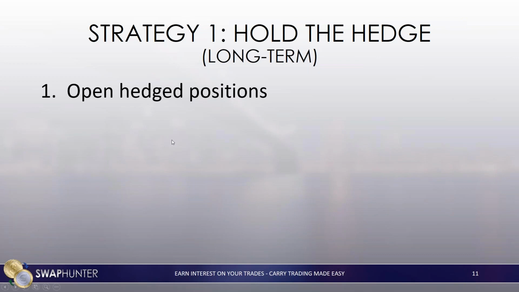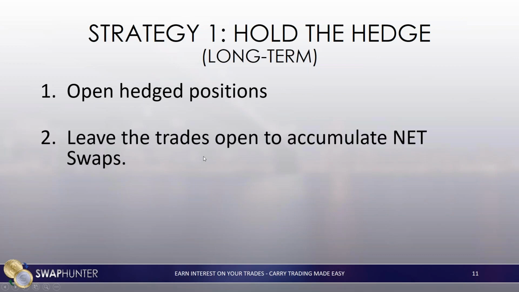So basically, the way the hold the hedge strategy works here at Swap Hunter is we open hedged positions on correlated assets. We leave the trades open to accumulate net swaps. Every day they're accumulating swaps, interest rates, and so on, on either side of the trade. So we have one asset pair on the left, one asset pair on the right. Let's say both asset pairs are generating positive swaps.